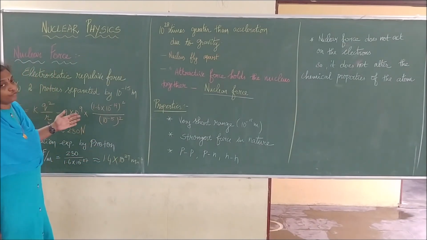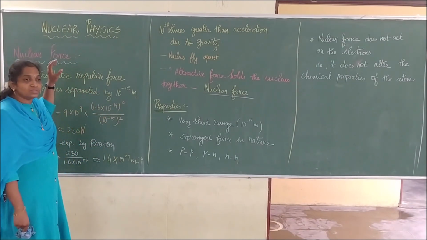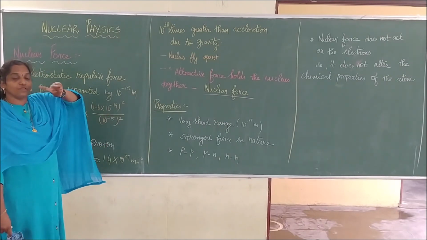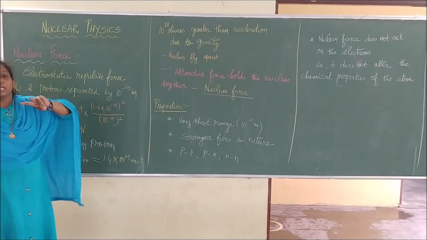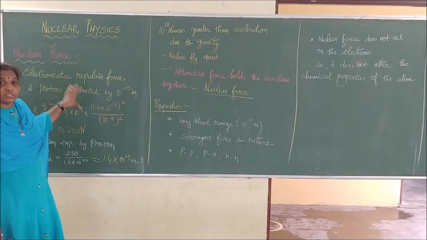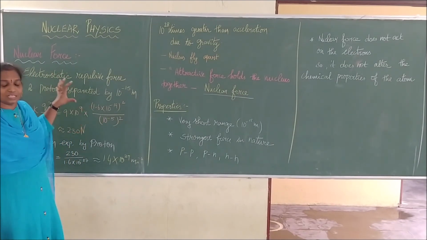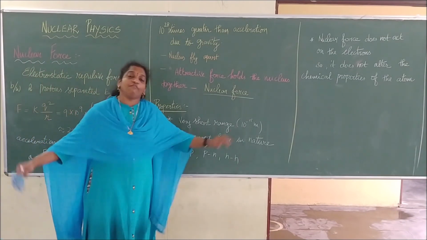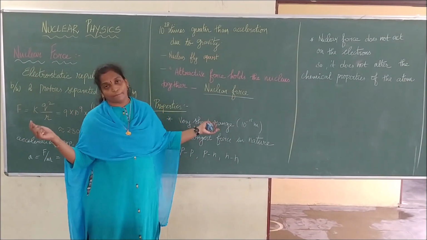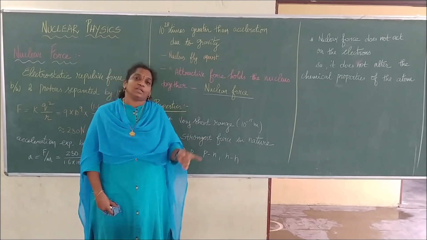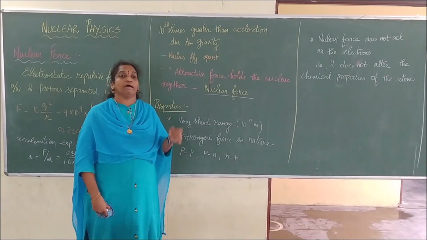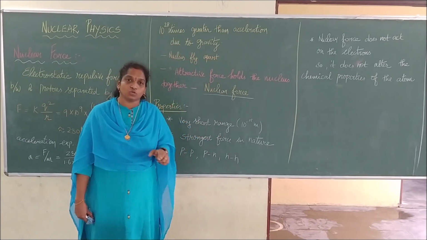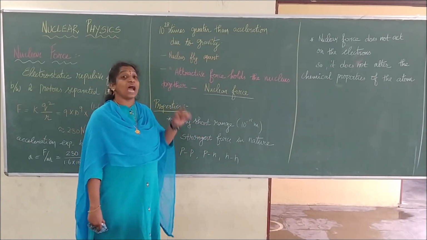So what is a nuclear force? Here we are proving the repulsive force produced between two protons at a distance of 1 fermi apart. If only this electrostatic force existed between the two protons, then the two protons would fly apart and the nucleus would break apart. But apart from the electrostatic force of repulsion, there exists one more strong force which binds everything together in the nucleus.